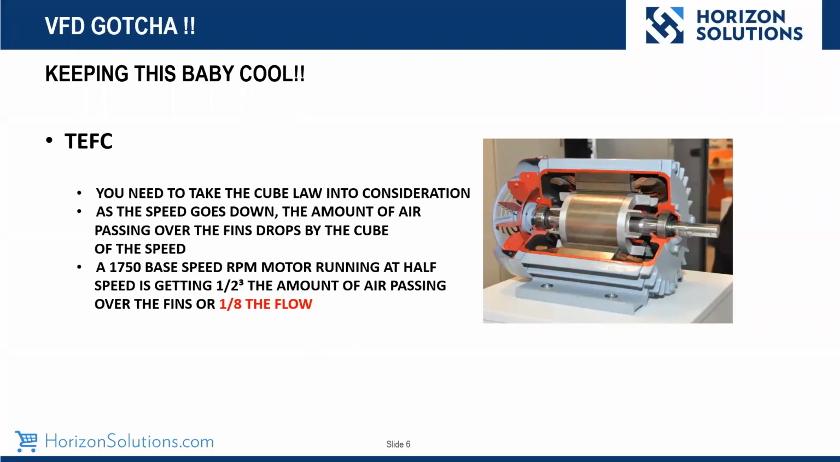In other words, a 1750 base RPM motor running at half speed, or 875 RPM, is getting 1/2 cubed, or 1/8, the flow of air over those fins. So you can see it's really going to be a cooling problem. And this really applies when you're using a VFD on this.